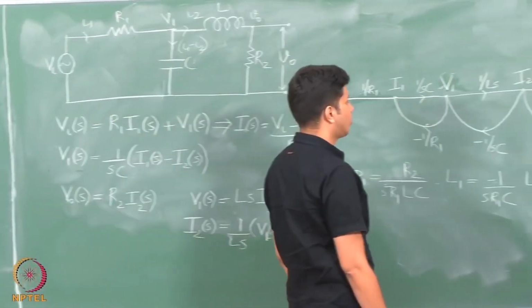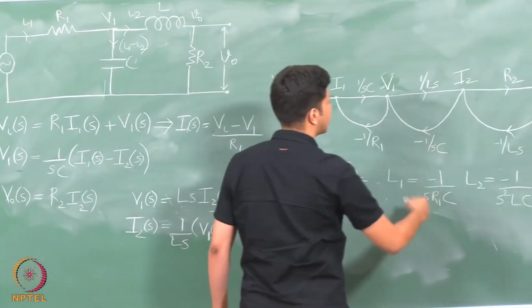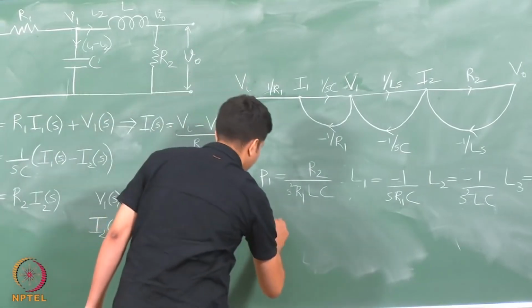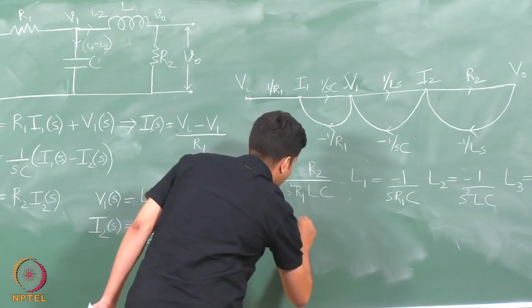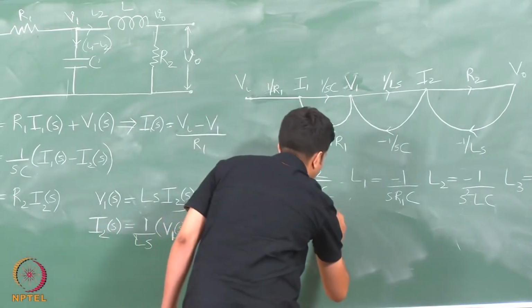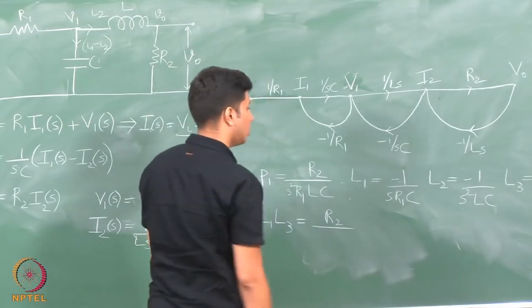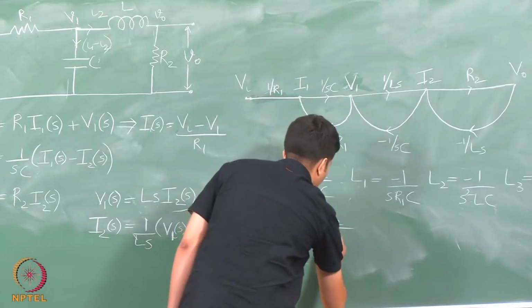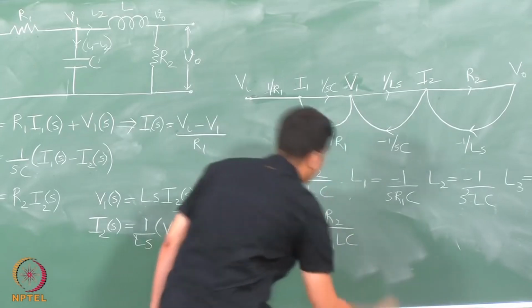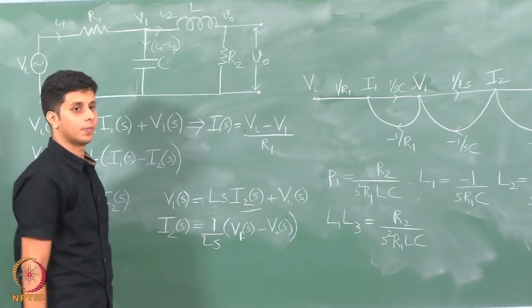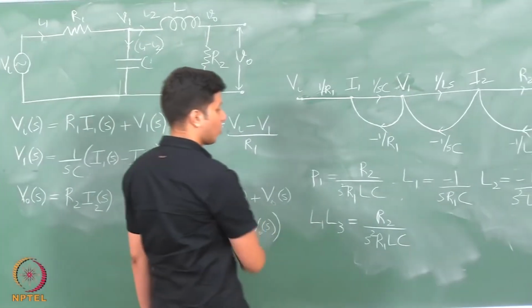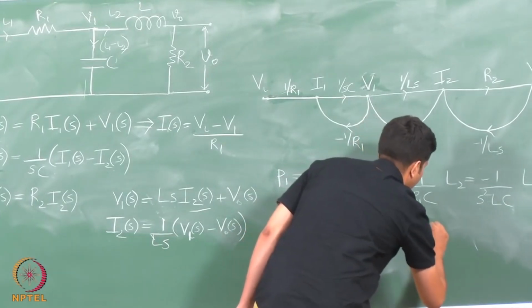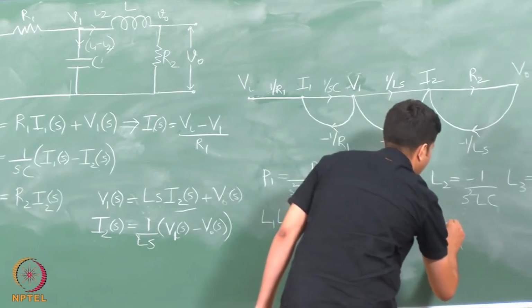So, what are the non-touching loops? So, these two are touching, these two are touching, but this and this are not touching. So, I can write L1 L3, which is R2 by S square R1 LC. Okay. So, now simply we apply the Mason's gain formula to get the overall transfer function.